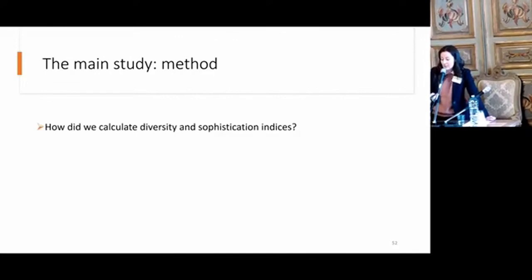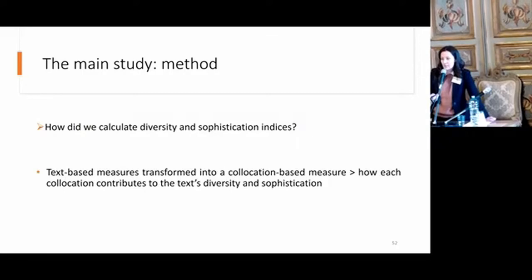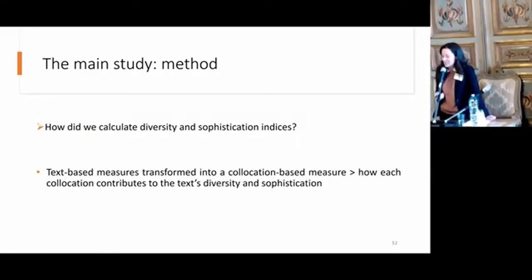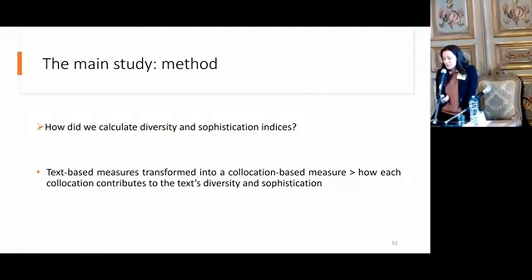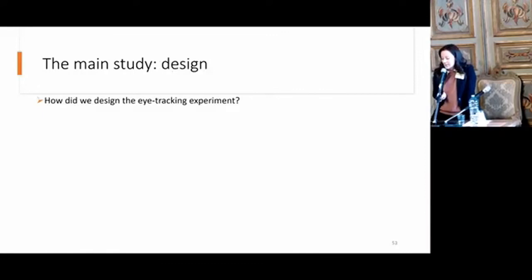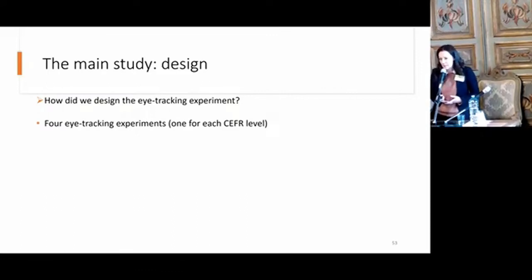How did we calculate diversity and sophistication indices? This was another methodological hurdle that we discussed a lot. So very briefly here, we needed to transform text-based measures such as diversity into collocation-based measures. So basically, we needed to work out how each collocation contributed to the text's diversity and sophistication. The design: we wanted to analyze the psycholinguistic underpinnings of each proficiency level. So we realized very quickly that we needed to construct 4 different eye tracking experiments, 1 for each level.